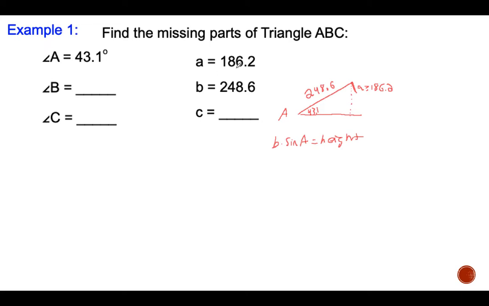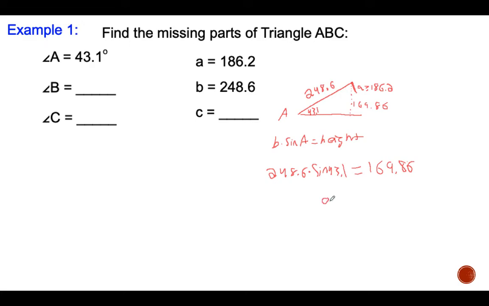Now it is important to note that sometimes these are labeled differently. So sometimes maybe they give you angle B instead of A. That would change this. So just know it's sine of this angle times this side length, okay? So we have 248.6 times sine of 43.1, and that's in degrees. So make sure we're in degree mode. So I'm going to do this right now. Sine of 43.1 times 248.6, and you get about 169.86. So the height is 169.86.